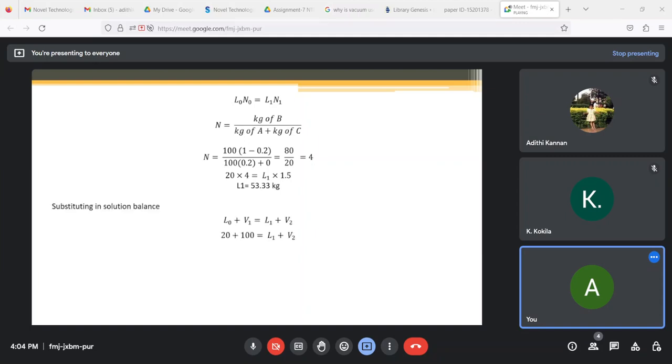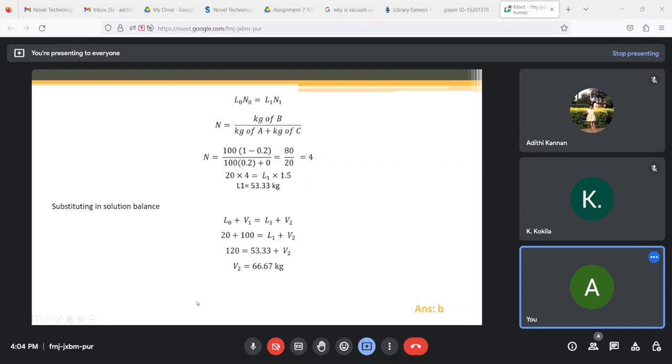Substituting back in the solution balance, you had 20 plus 100 kgs, which is equal to L1 plus V2. So 120 is equal to 53.33 plus V2, and hence V2 is 66.67 kgs. So this is your overflow. The answer is option B.